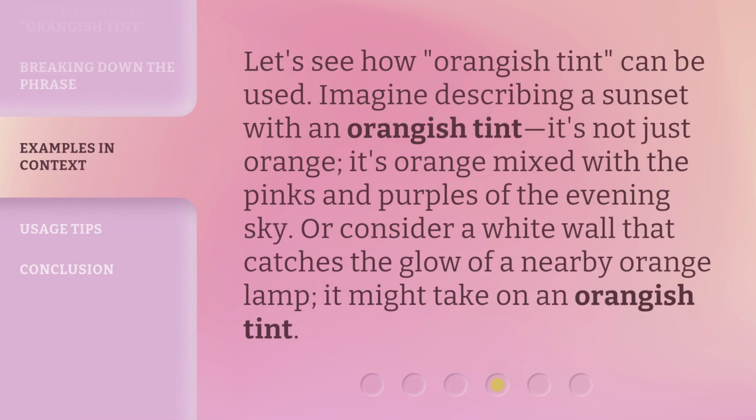Let's see how orangish tint can be used. Imagine describing a sunset with an orangish tint. It's not just orange. It's orange mixed with the pinks and purples of the evening sky. Or consider a white wall that catches the glow of a nearby orange lamp. It might take on an orangish tint.